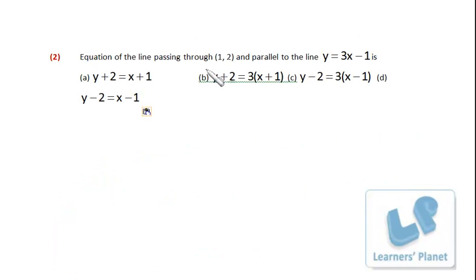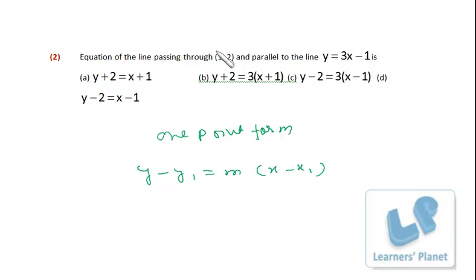Similarly, the equation of a line passing through this point and parallel to this line. We have various methods to solve this problem, right? First of all, we can write down the equation of the line which is passing through 1 and 2. We know the one point form, that is y minus y1 is equal to m times x minus x1. So this is x1, y1. So y minus 2 is equal to m times x minus 1.